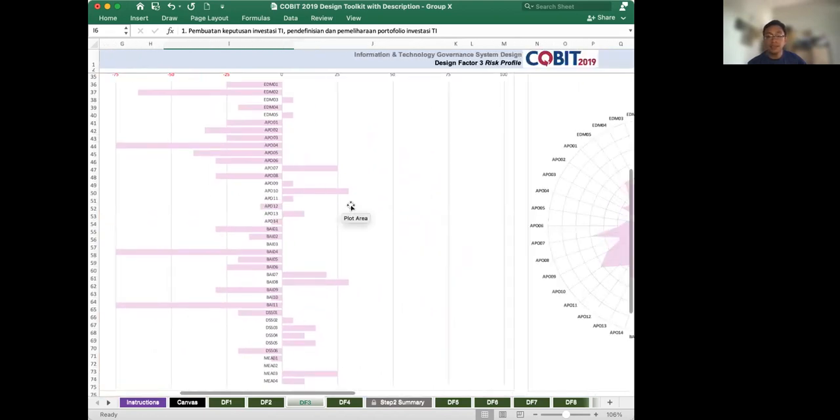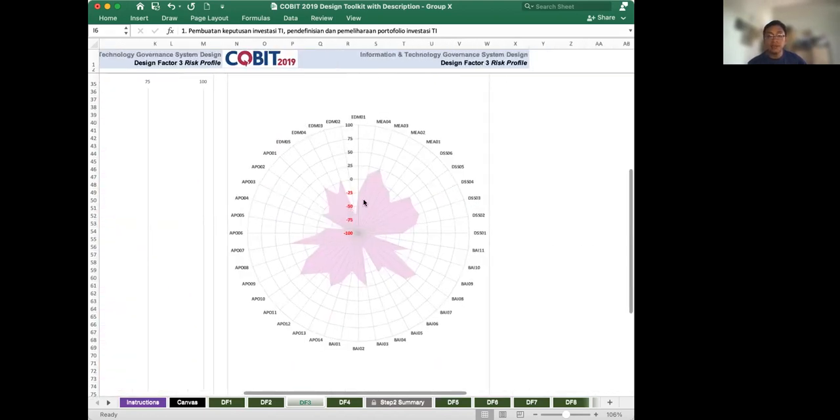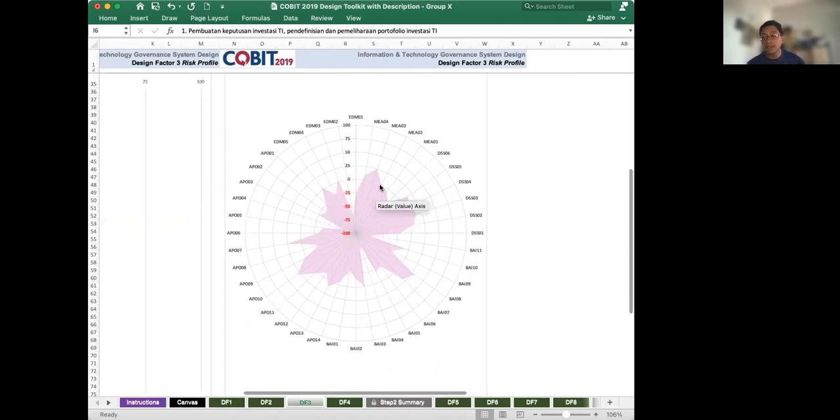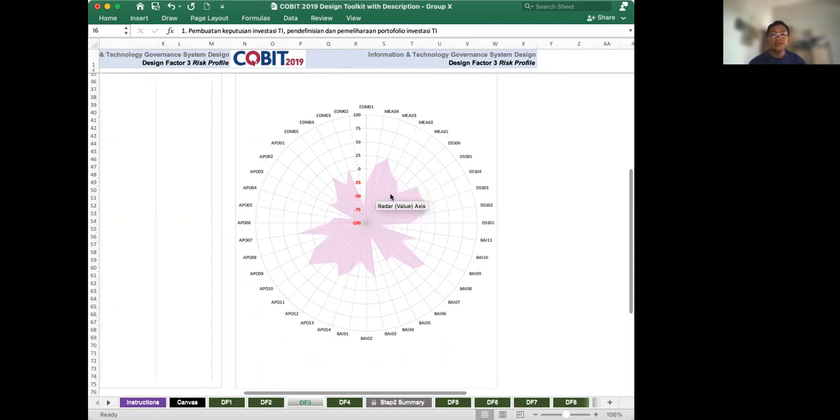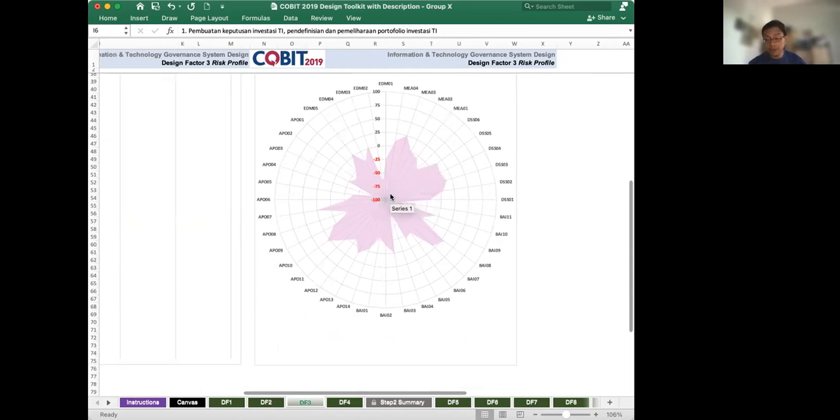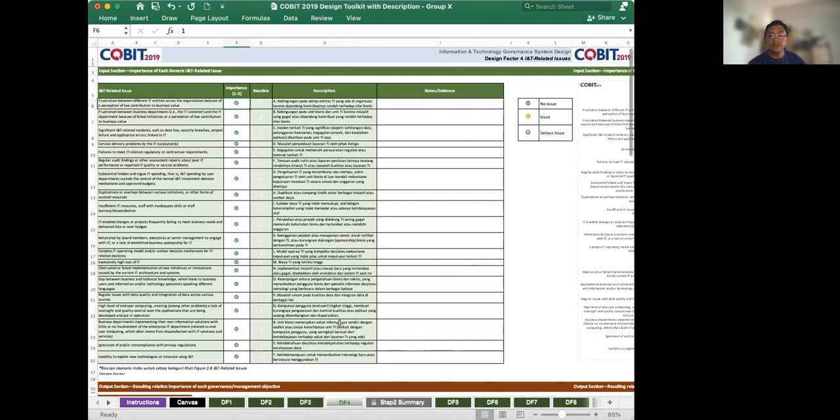This is the radar chart. You can see some of the GMOs are higher compared to the other GMOs as well, right? So this is actually the prioritization as well. Previously we performed the prioritization according to the strategy for the first one. The second one is from the alignment, from enterprise goal until GMO, and this is from the risk perspective. And last but not least, for the next week is this related issue here.